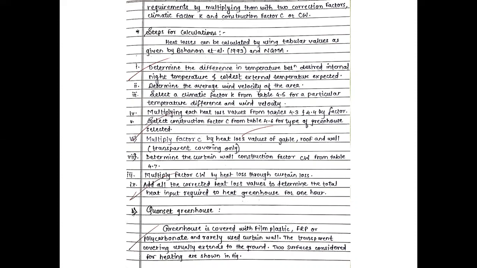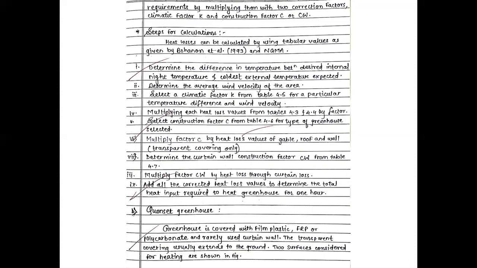Heat losses can be calculated by using tabular values as given by Bohannan 1993 and NGMA, that is National Agency. Okay, so first, determine the difference in temperature between desired internal night temperature and coldest external temperature expected. Determine the average wind velocity of the area. Select a climatic factor K from table 4.5 for particular temperature difference and wind velocity. Multiply each heat loss value from table 4.3 and 4.4 by the factor.